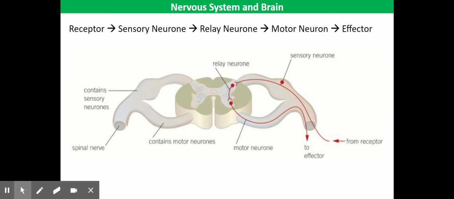Most reflex pathways consist of just 3 neurons: the sensory neuron, relay neuron, motor neuron. The brain may be informed that the reflex has happened, but is not involved in the coordination of the response.